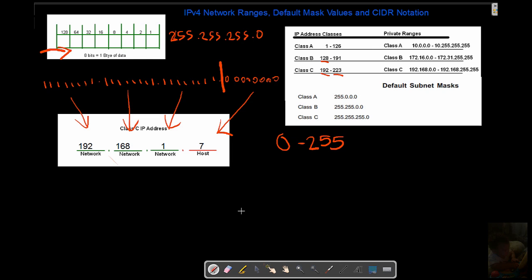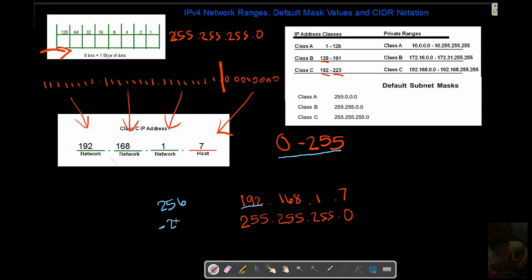As an example, if we have a mask value of 255, 255, 255, 0, corresponding back to my IP address of 192.168.1.7, understanding that this octet right here can have a value anywhere in this range, 256 potential numeric values up here. We take our mask, and if we subtract what our mask value is from that octet, just this octet right here, we will see that we have locked it to one address only. This network can only have 192 in that octet.